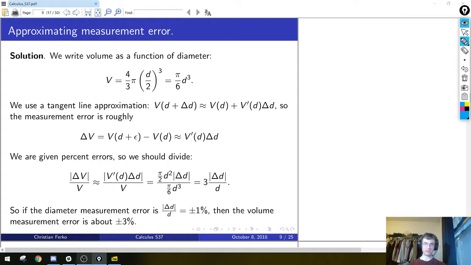applied to the function v of d plus delta d, where this is the error, say like the 1% error in d that we get. And you say, well, that's going to be v of d plus v prime of d times delta d. So the measurement error, which is this v of d plus delta d minus this v of d, why did I put epsilon there? Changed my mind about what the small number is. This thing is roughly v prime times delta d.